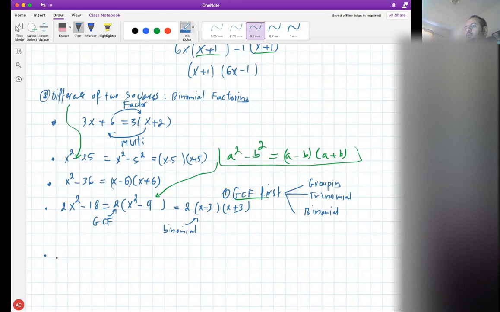Let me give you another one. So let's say you have x to the second, maybe plus 10x plus 18. This one is not a binomial, obviously it's a trinomial. So how do we factor this? Everybody, how do you factor this? What's the first thing we look for?